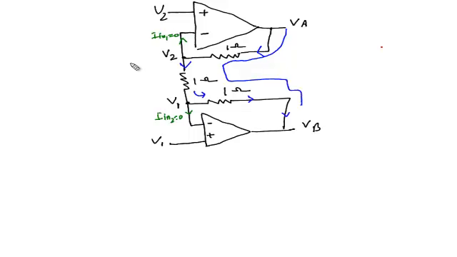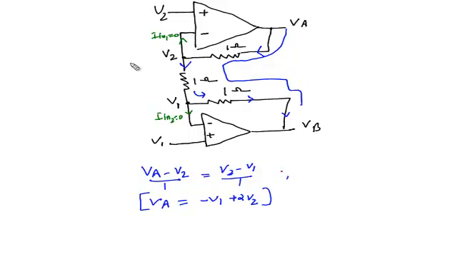Now if I write down the KCL, the current from VA to V2 is the same as the current from V2 to V1. So I can write it as VA minus V2 by 1 equals V2 minus V1 by 1. I can reframe this as VA equals minus V1 plus twice V2.